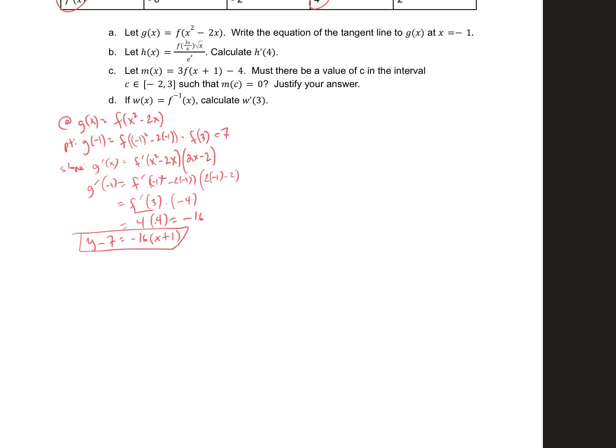Now, part B. This was probably the hardest of the 4 parts, just because there's so much going on here. You're given a function h of x, and it's f of 3x over 4 times the square root of x, all over e to the x. And you're asked to find h prime of 4. So we have a quotient rule, because this is a quotient, but the numerator is a product rule, and within that there's chain rule stuff going on. I know, it's diabolical, it's evil.